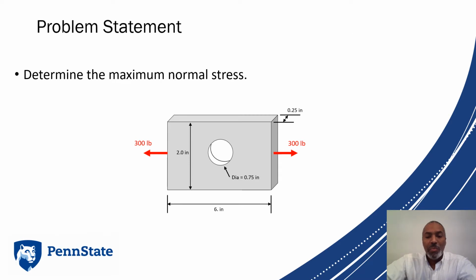Okay, so what we'll assume here is that we've got the problem as shown below. We've got a plate 6 inches by 2 inches by 1/4 inch deep. It's got a hole in it with a diameter of 3/4 of an inch. We'll assume the hole is perfectly centered in the plate. We'll also assume that our 300-pound loads acting left and right are not point loads, but that they're distributed over those faces such that they don't themselves cause stress concentrations.